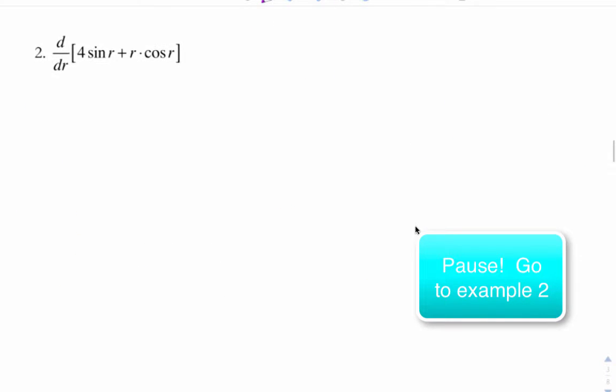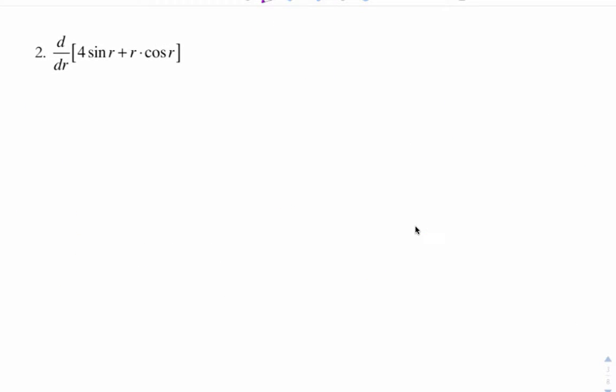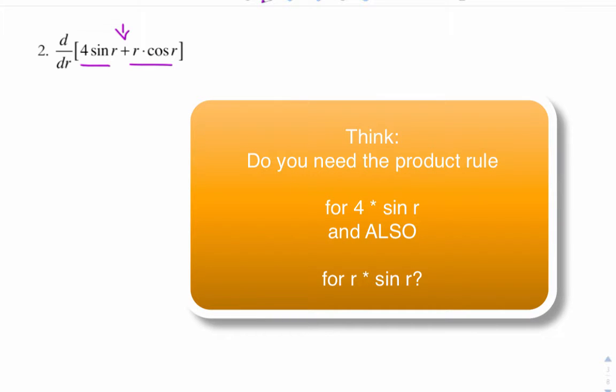So if you go down to example 2, you're being asked to find the derivative of a sum, which is no big deal. And you have 4 times sine r and r times cosine r. So my first question is, do you need to use the product rule for each of these? And the answer is no.